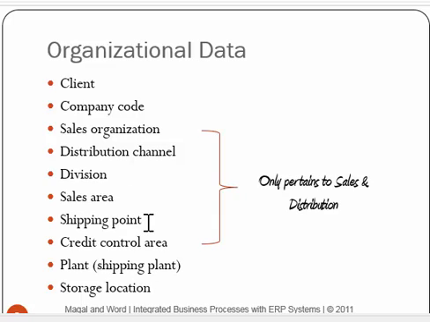The shipping point. Should a company have only one shipping point? No. The shipping point depends on how you are going to ship the material to the customer. It can be close to an airport, it can be close to a port, or it can be close to where a shipping company will ship by car. We have the credit control area, and that is responsible for defining the credit limits for each customer.